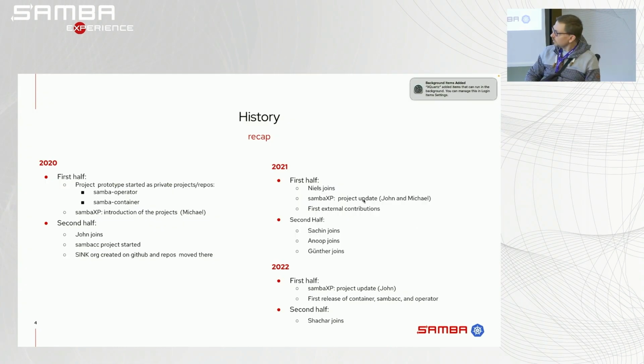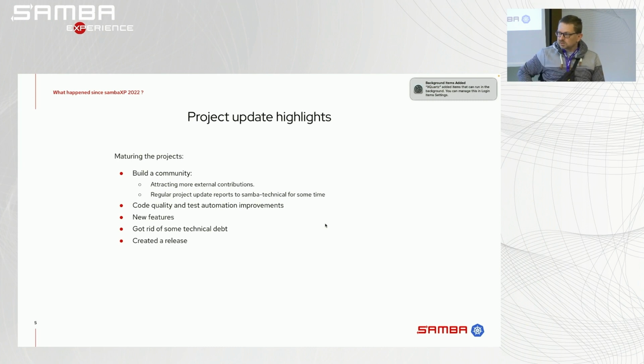So here I have one slide summarizing my little story. This is what I meant when I said I didn't want to overwhelm you with too much textual or pictorial content right at the beginning. So this is just a recap of the small history of the Samba-in-Kubernetes projects. So with that, I want to go into and answer the question, what has happened in these projects since last year's sambaXP in 2022? So give you some project update highlights.